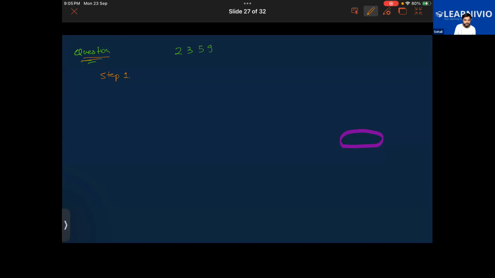I first took the last digit 9 and then multiplied it by 2. Then the answer was 18. Okay, then what did you do? So I subtracted 18 from 235. Say the statement correctly. Subtract 18 from 35. Then?